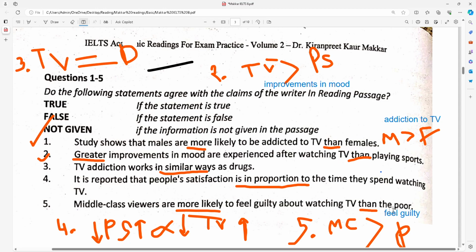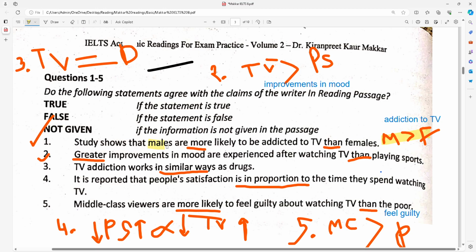Now to understand them, let's quickly understand a few things. Let's say question number 1. If we find out that indeed males are more addicted than females to TV, it is going to be true. But if you find that males and females are equal or females are more, it is going to be false. Or if they don't talk about addiction or there is no comparison, it is going to be not given in that case.